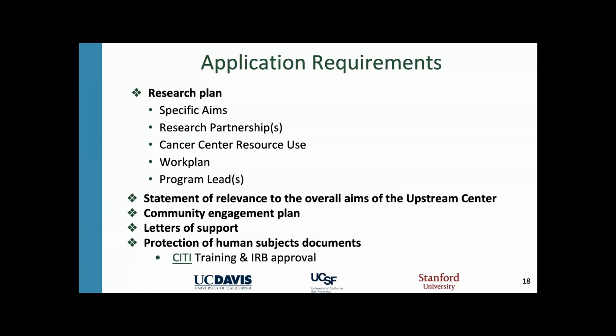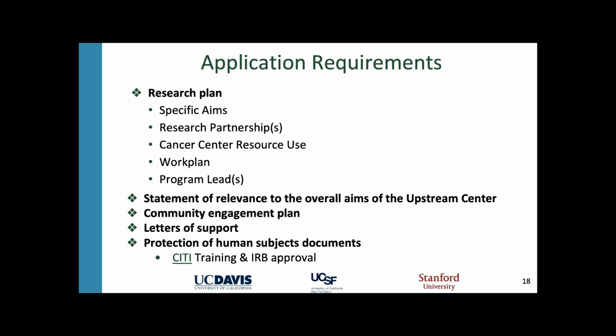Another requirement would be the statement of relevance to the overall aims of the Upstream Research Center, community engagement plan. And in this one, you would describe the process that lead staff members will use to identify the appropriate framework and to incorporate strategies to elicit input from and address cancer control needs of the clinics and the communities they serve in persistent poverty areas. The letters of support are, if applicable, for some applicants proposing to work with community partners or clinics, who are required to submit letters of support. At least one letter for each partner or clinic will be fine.